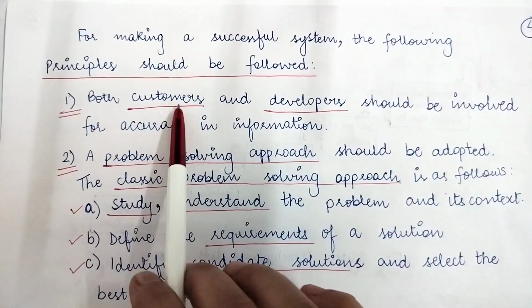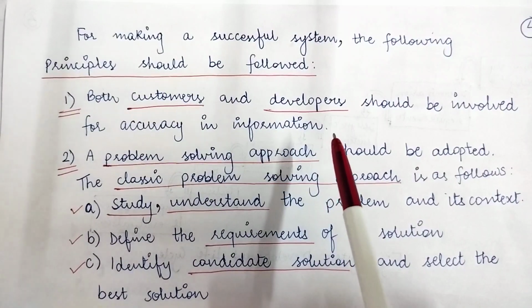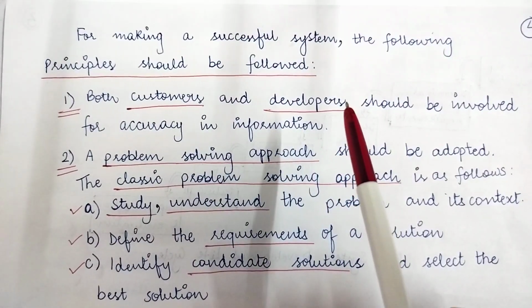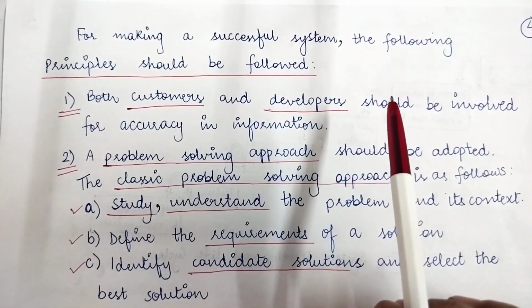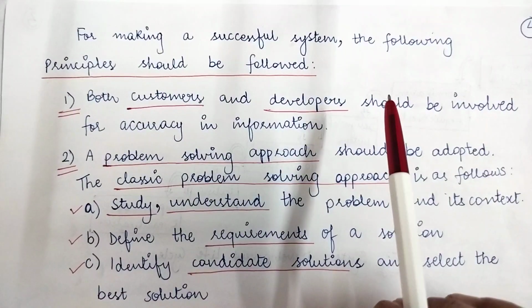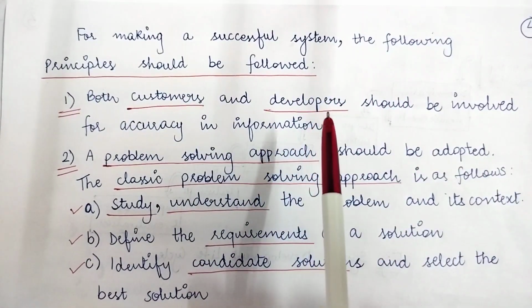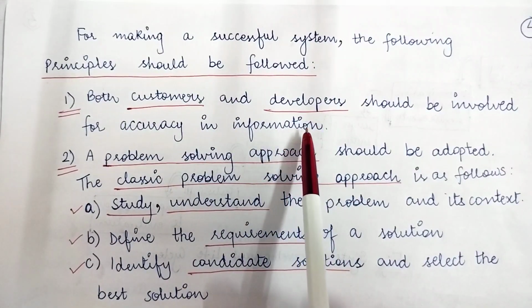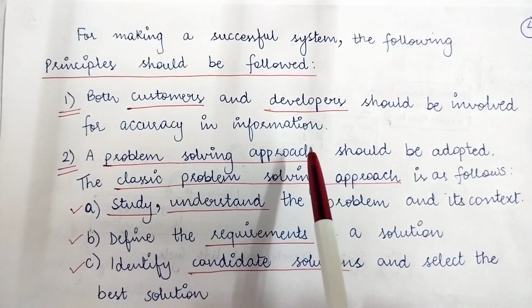So the customer or the client and the developers both should be involved in the accuracy of the information, because the task of the developer is to develop it, but nobody knows better than the customer or the client what he wants from the software. So if both of them are involved, then only it will be possible for the developer to develop an accurate information system that is according to the customer.